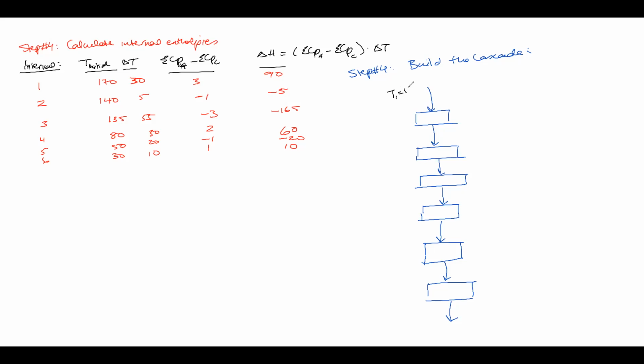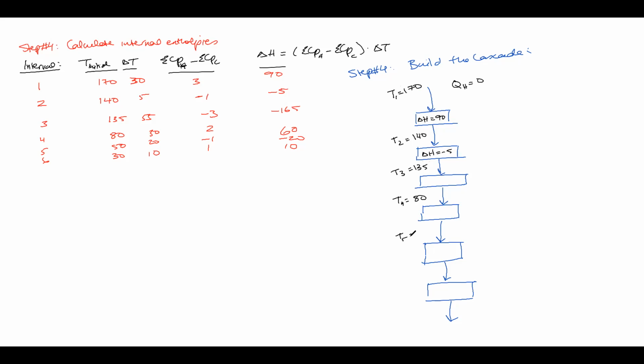T1 is 170, and you always write QH equals 0 at the start, and then you write your delta H's here. So delta H in this case is equal to 90. The second temperature, T2, is equal to 140. Delta H is equal to -5. Yeah, and you just translate your information in the table onto the diagram.